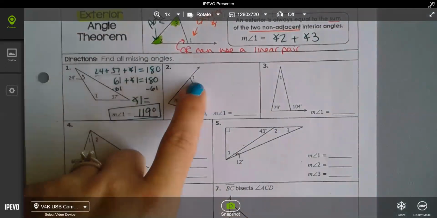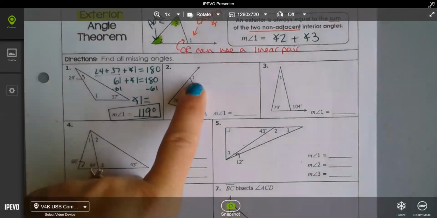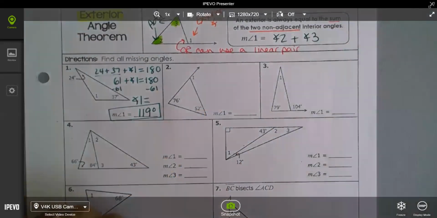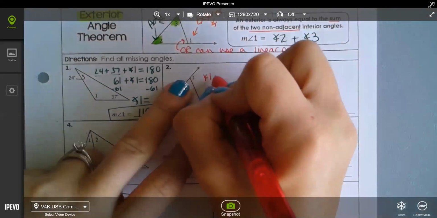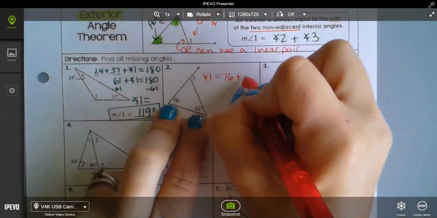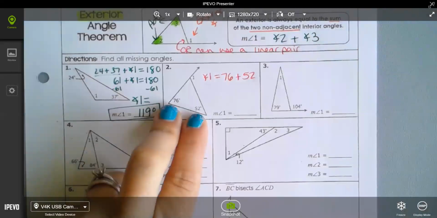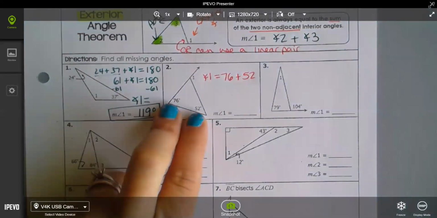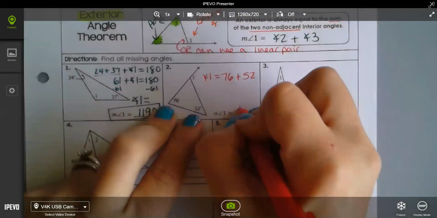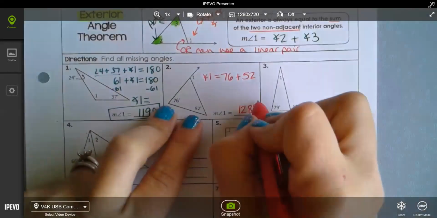Number 2 has an exterior angle. So on this one, I have to use my exterior angle theorem. That says that the exterior angle, angle 1, is equal to the addition of the two non-adjacent angles. So all I have to do is add up 76 plus 52, and I get 128 degrees.